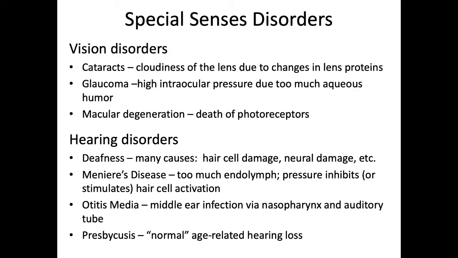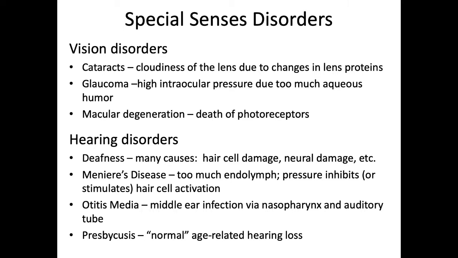There are a few things that can cause vision disorders. Cataracts results from cloudiness of the lens. This usually happens later in life and is due to changes in the proteins that make up the lens. Glaucoma is caused by high intraocular pressure due to too much aqueous humor at the front of the eye. Macular degeneration is when you have a death of the photoreceptors, so that even though light is hitting the back of the retina, no transduction is happening.